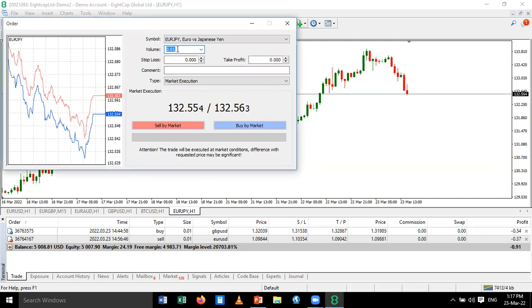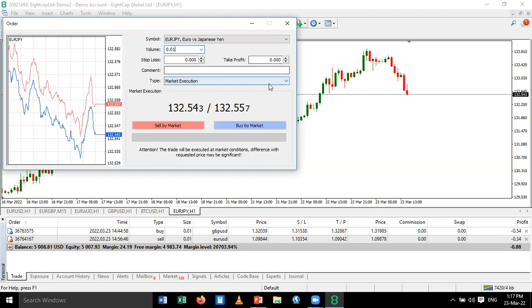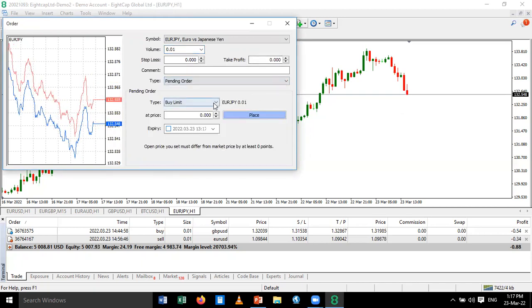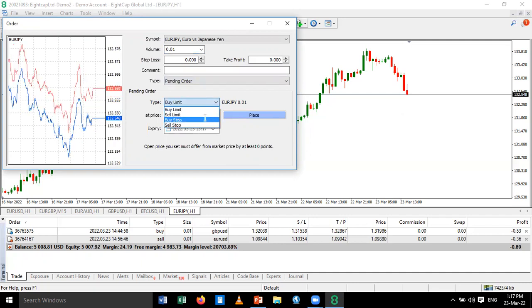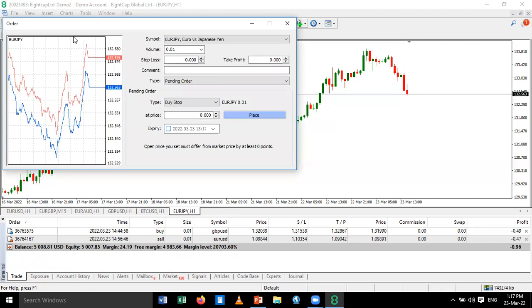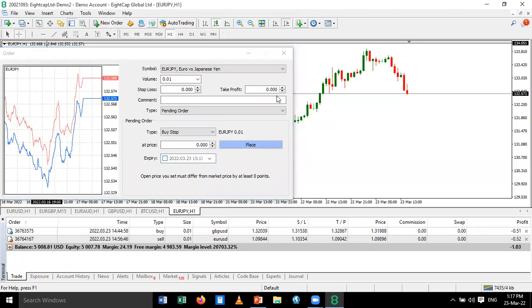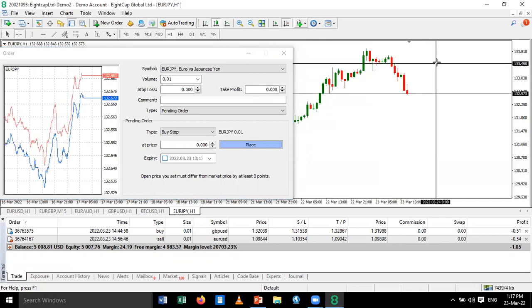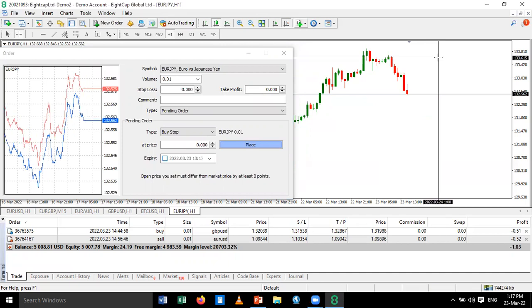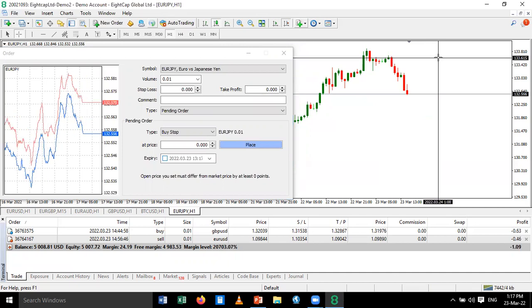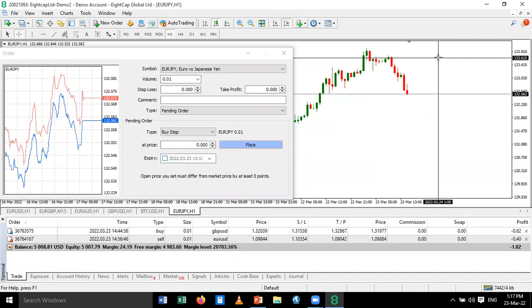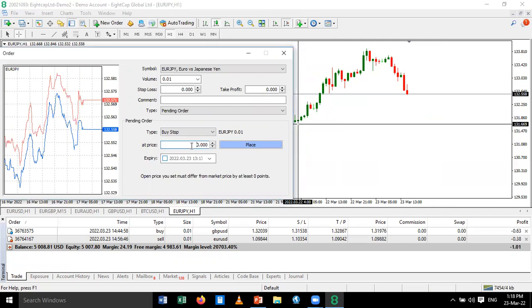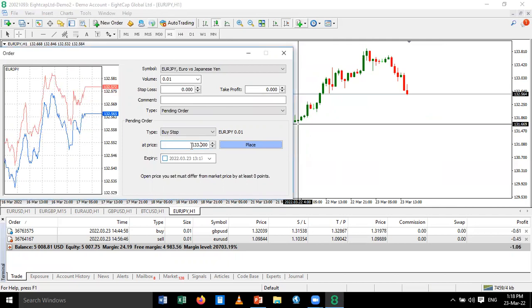choose my lot size 0.01. I come to type, I select pending order. When I come to this type, what type of pending order do I want? I want to do a buy stop. I select buy stop. At what price do I want my buy stop order to be at? It has to be above current market price. I will say, okay, I want my buy stop order to be, let's say, somewhere around here, 133.615. So I have my buy stop at 133.615. I'll come here at price. I'll type in 133.615.